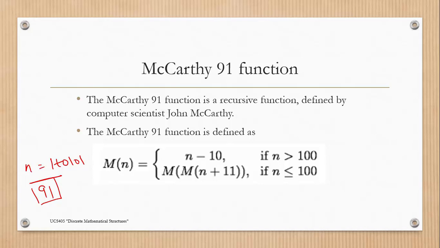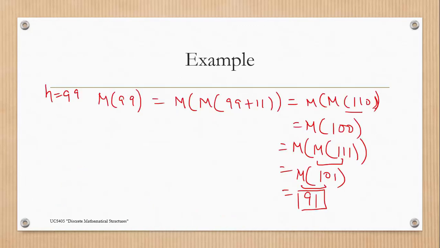So we can say that value of McCarthy 91 function is equal to 91 if n is less than or equal to 101 and it is equal to n minus 10 if n is greater than 101. So hope the concepts of recursive functions are clear to you.